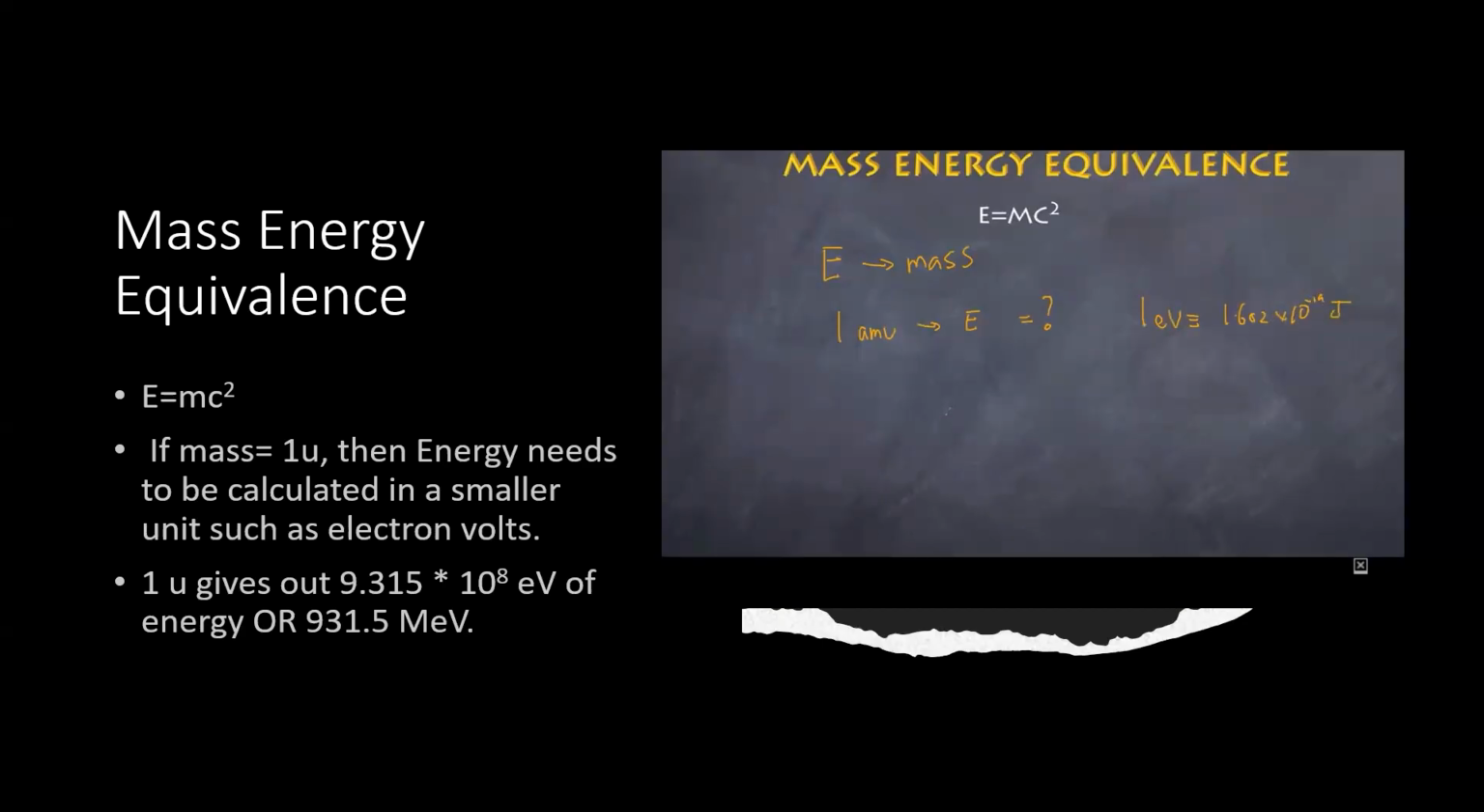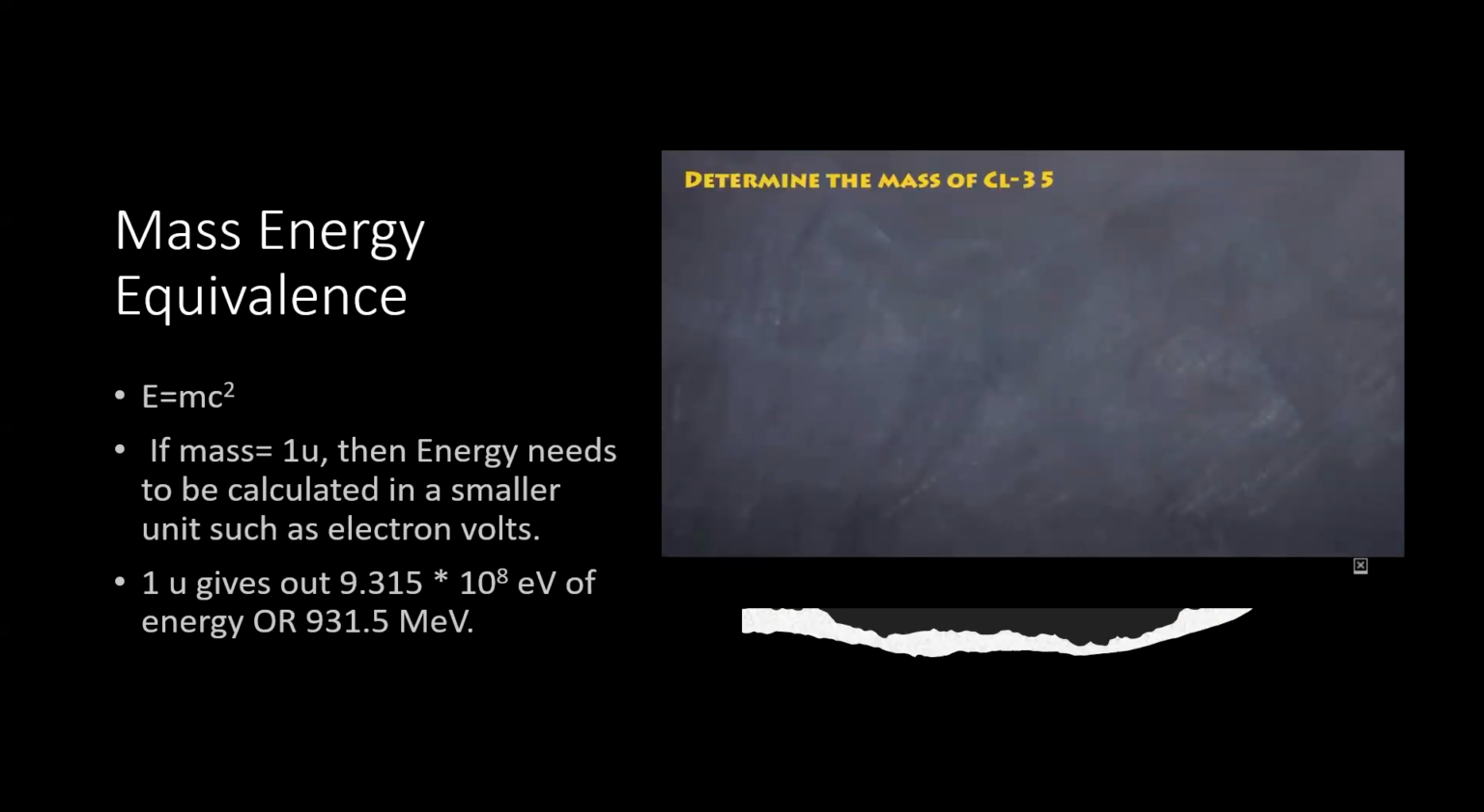We end up getting a conversion that 1 U, or 1 AMU, has an energy equivalent of 9.315 by 10 to the power of 8 electron volts, or what we can say is 931.5 mega electron volts. So that's our conversion between mass and energy, and that's a value we're going to be referring to. So now let's have a look at a larger atom with a number of nucleons, and this is where I'm going to tie in my analogy that I did earlier.